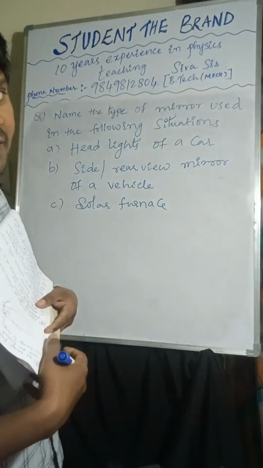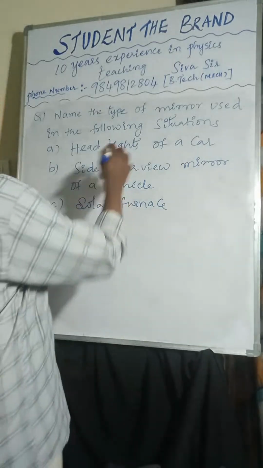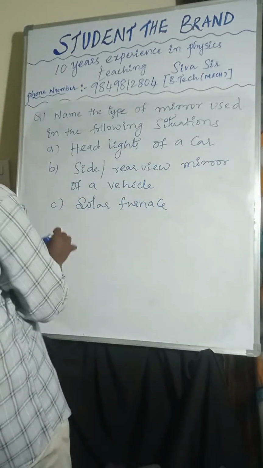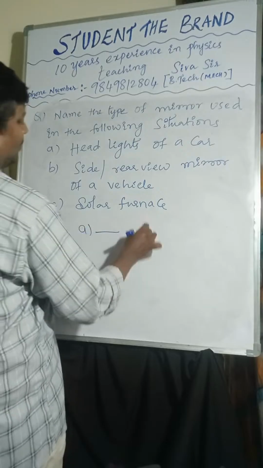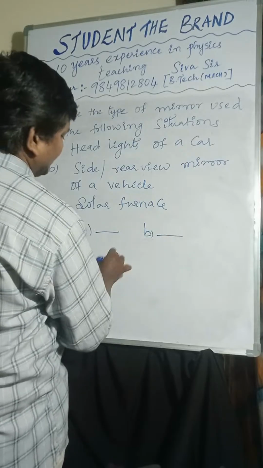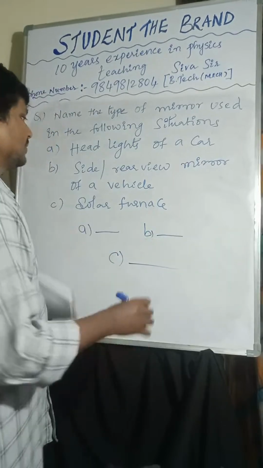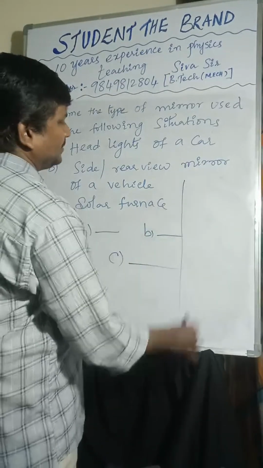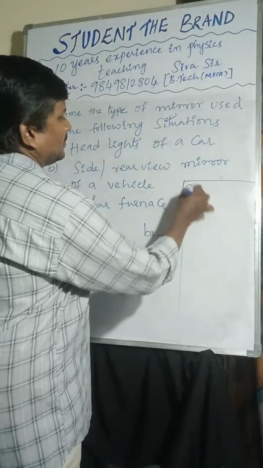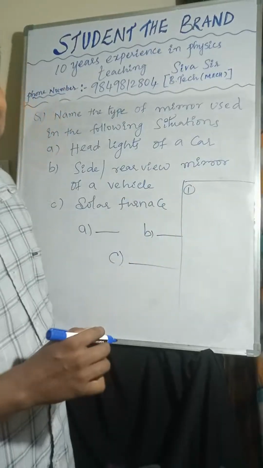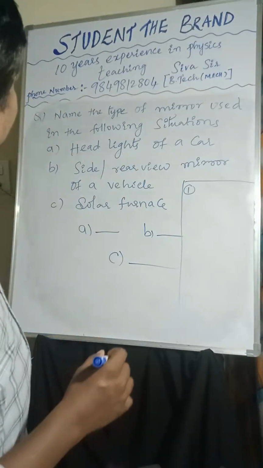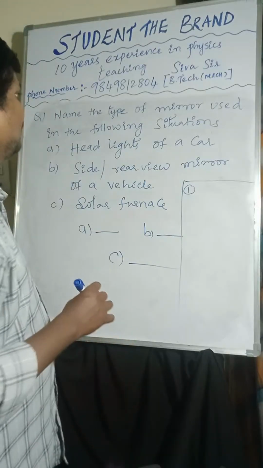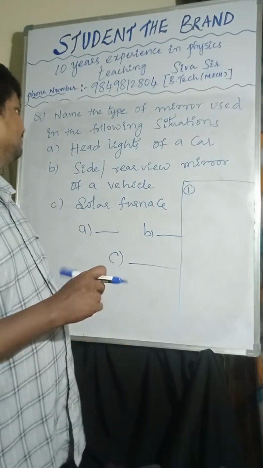First you have to understand. This is A, B, C. What is the answer for A? What is B? What is C? Can anyone tell? Those who are telling, I'll write the names. Whoever answered, A is convex, headlights of a car? No.